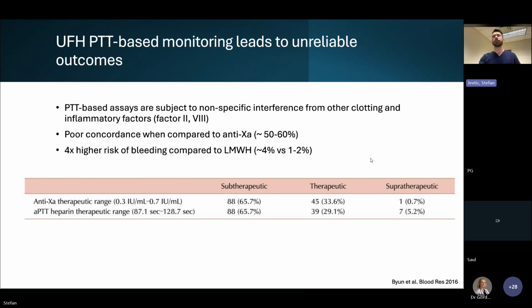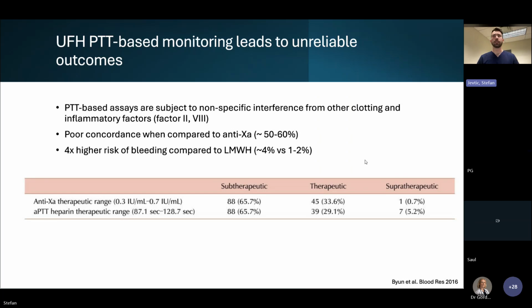And this is just a really nice figure to highlight. So in one cohort of about 150 patient samples, when they looked at the anti-10A and PTT on the same sample, you can actually see that 2/3 of the patients were subtherapeutic. So 2/3 of the time, you're actually not even getting close to your appropriate therapeutic window, and they're not being properly anticoagulated. You can also see here that although supratherapeutic was the minority, you did have a lot of discrepancy between your anti-10A and PTT.